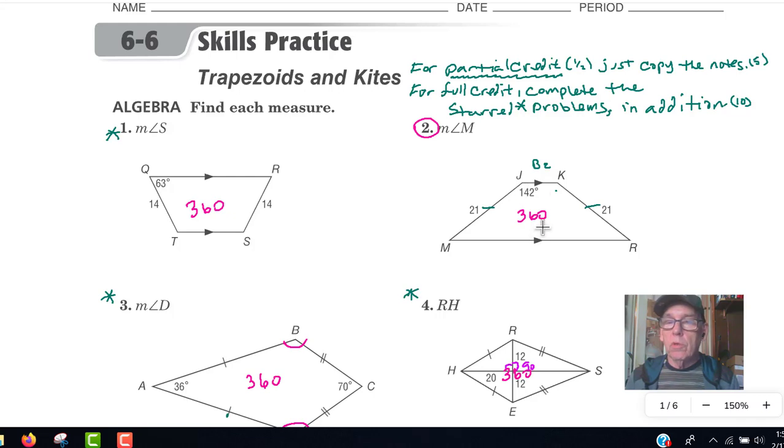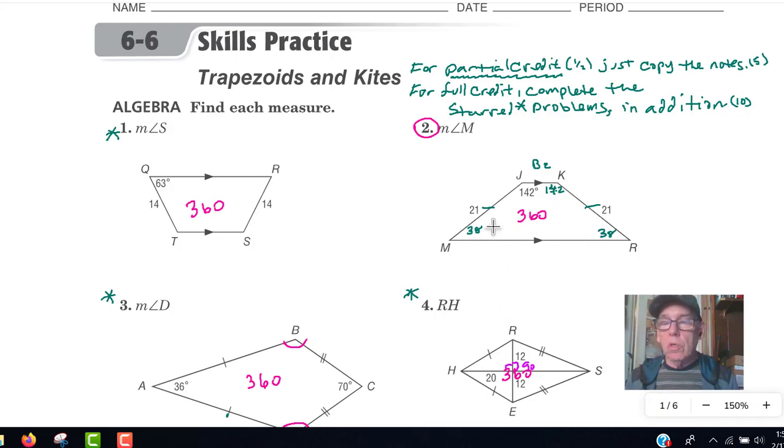So 142 and J goes with K, and then the same side interior angles are supplementary, so 38 degrees would have to be angle M, because together these would have to add up to 180 degrees, and same thing on over here at R, that would also have to be 38 degrees. So in an isosceles trapezoid, you've got these angles congruent to each other.